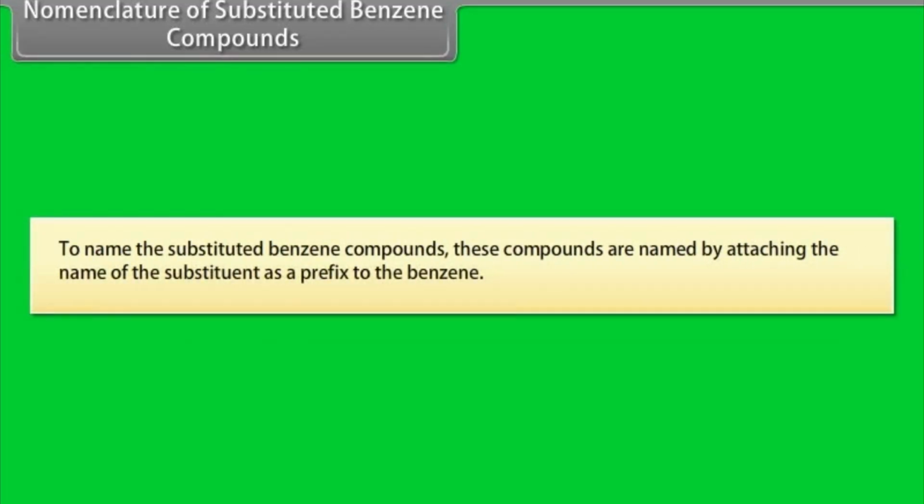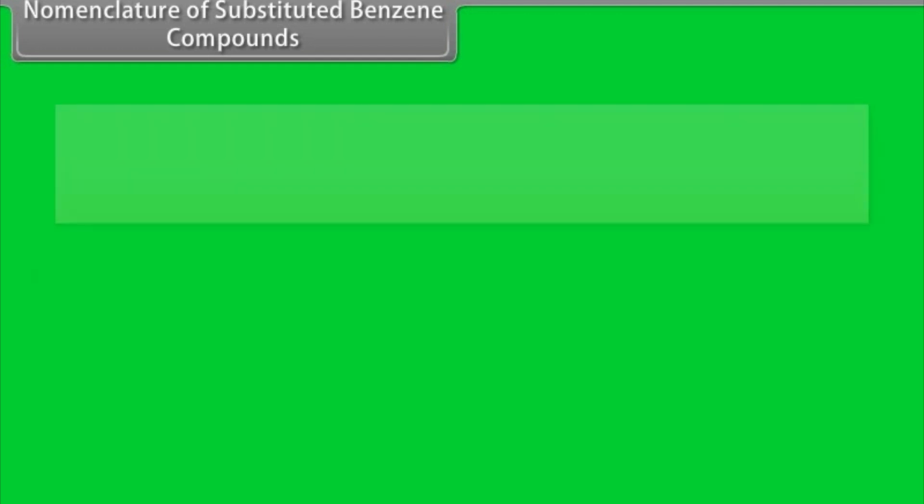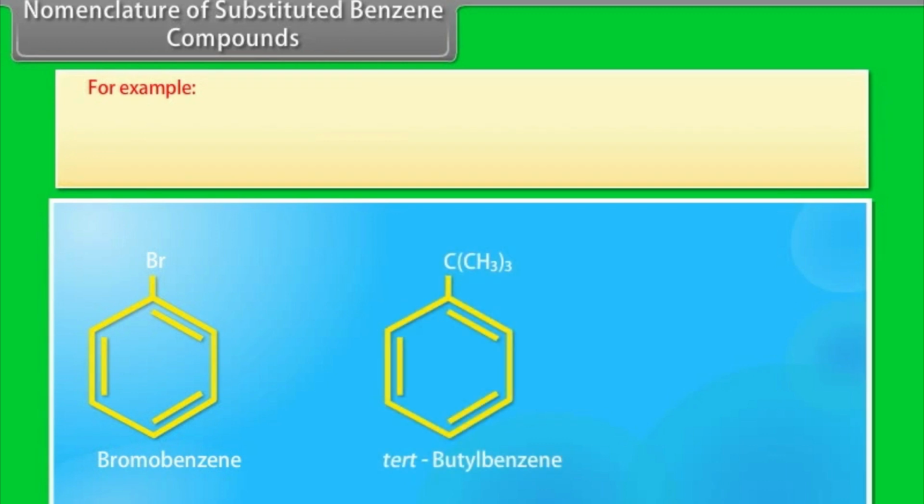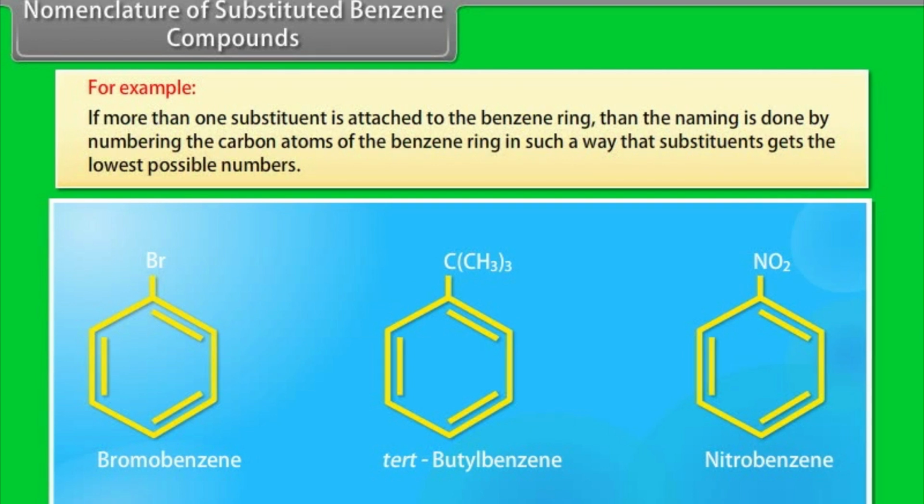Nomenclature of substituted benzene compounds. To name the substituted benzene compounds, they are named by attaching the name of the substituent as a prefix to benzene. For example, bromobenzene, tert-butylbenzene, nitrobenzene. If more than one substituent is attached to the benzene ring, then the naming is done by numbering the carbon atoms of the benzene ring in such a way that substituents get the lowest possible numbers.